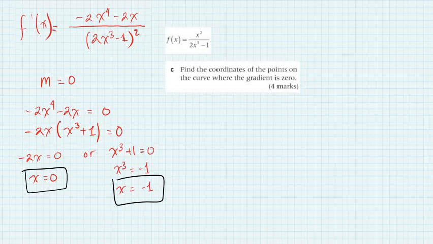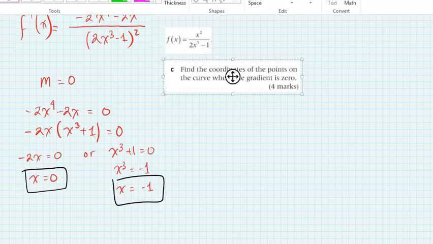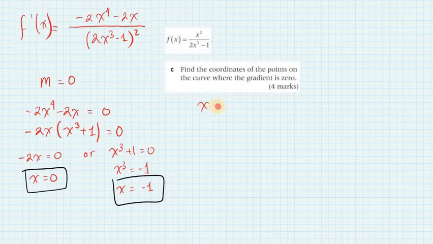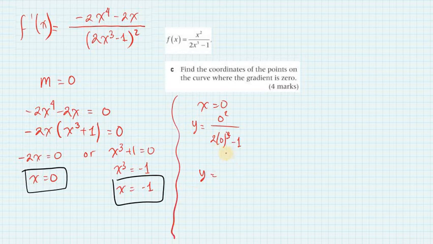We already got the x here, x is 0 and then x is negative 1. We just need to find the coordinates. When x equals 0, y equals, we input the 0 into this one. We will have 0 squared divided by 2 times 0 to the power of 3 minus 1. So y equals, let me make a line over here, 0 divided by anything over here, we don't care, it's 0. Okay, so we have 0 and 0. So this first point when the gradient is 0 is (0, 0).